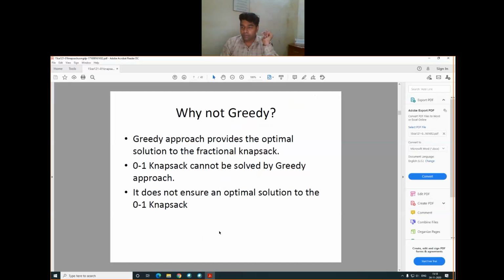So why are we not using the greedy approach here? This question may arise in your minds, and sometimes in your examination also. Why do we not apply the greedy approach? Because the greedy approach provides the optimal solution only for fractional knapsack. Always keep this in mind. The 0/1 knapsack cannot be solved by the greedy approach. We can solve only fractional knapsack that way, so it does not ensure an optimal solution to the 0/1 knapsack.